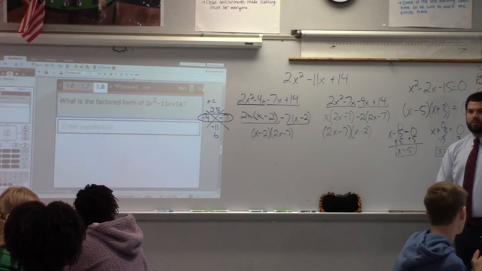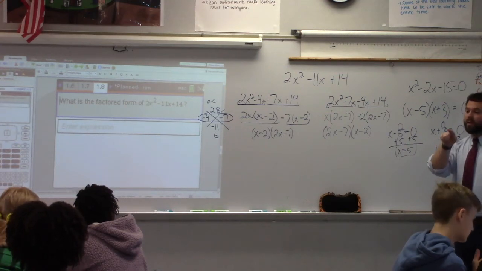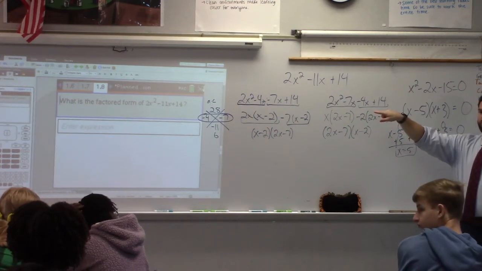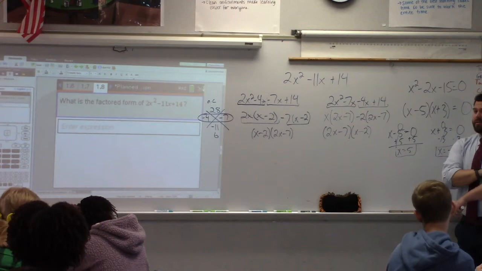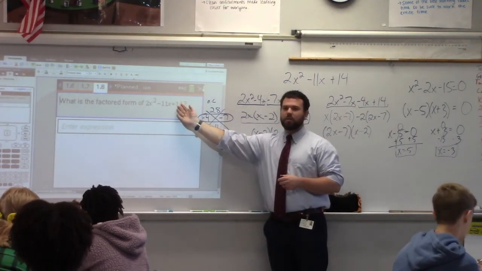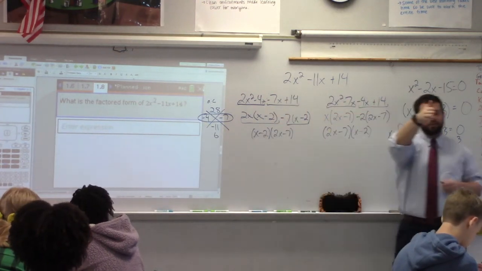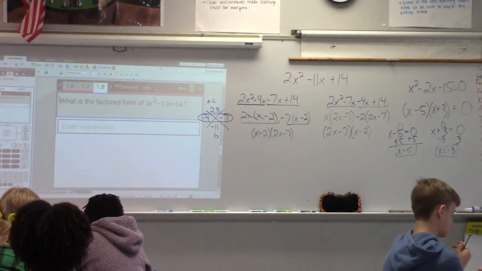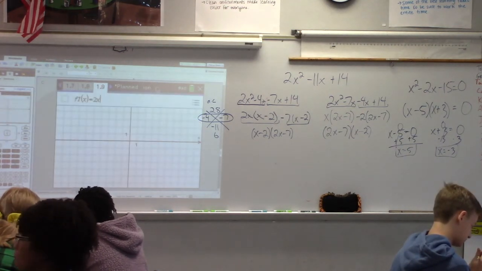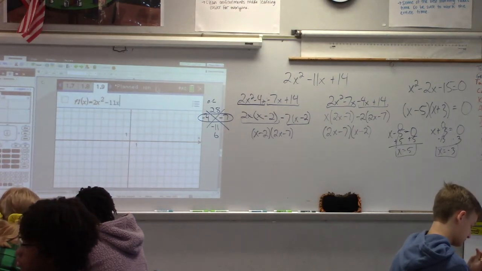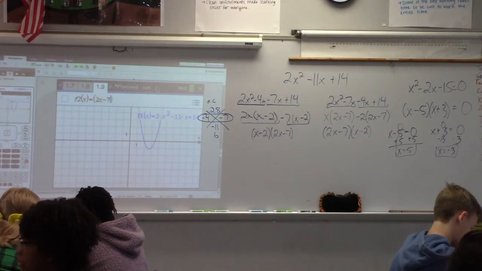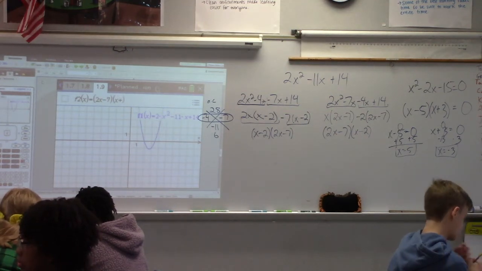Graph it on the calculator. So, be careful. I like that idea, Gabby, but notice, is this an equation? No. So we can't introduce an equal sign. Does that make sense? I can't just put an equal sign because there is no equal sign in the problem originally. All I was asking you to do was factor, but Hudson, what'd you say? Graph it. If I graph both the standard form and the factored form, what should I see? The same. So 2x squared minus 11x plus 14. There it is. And 2x minus 7 times x minus 2.